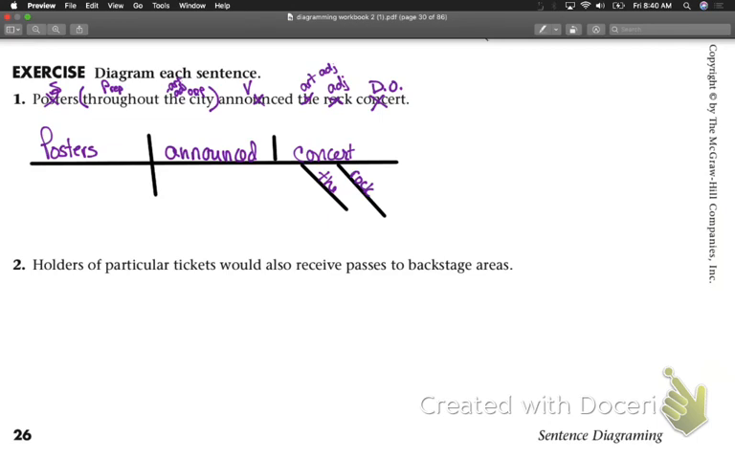Is throughout the city related to concert, or is it related to posters, or is it related to announced? Posters. Which posters? The ones throughout the city, right? So it's going to be an adjective prepositional phrase. Do you see? Okay. So to do this, you're going to draw a slanted line like you do for adjectives and adverbs. Then you're going to draw a straight line like you do for the baseline. And then because we have a modifier, you need to draw a modifying line coming off of that straight line, okay? And you're going to put throughout. Let's see if I can fit it there. I got it. Okay. The, underneath, city.